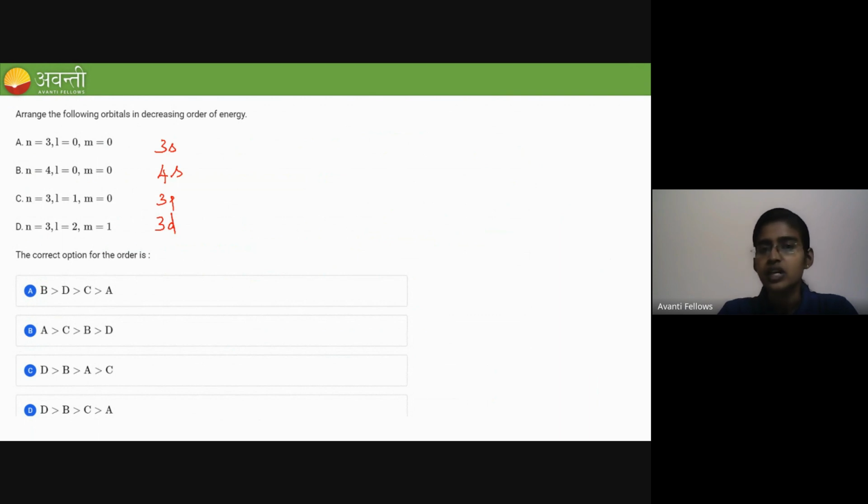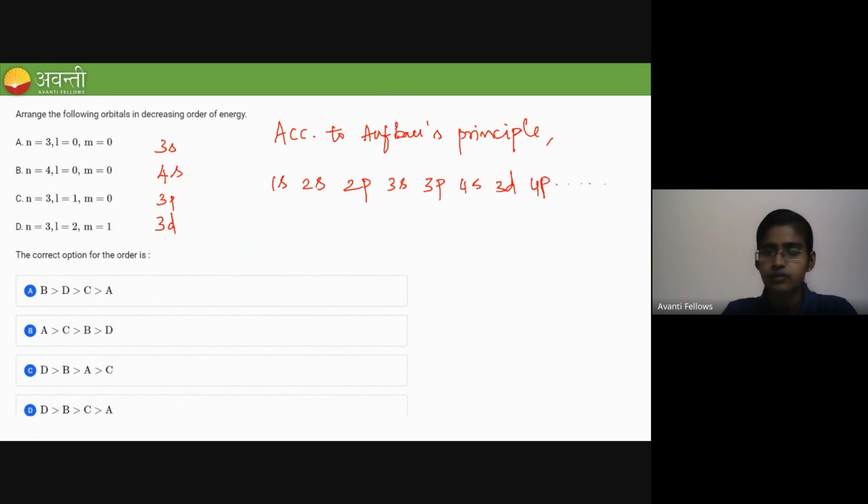So 3d. And according to Aufbau principle, we know that the energy order goes 1s, 2s, 2p, 3s, 3p, 4s, 3d, 4p, and it goes on, right? 1s has the very lowest energy, then 2s, 2p, 3s, 3p, 4s, 3d, and 4p. Now, 3s is A, 4s is B, 3p is C, and 3d is D. The decreasing order, from the highest value to the lowest, is D B C A. It is given in option D. So option D is the correct answer for this question. Okay.